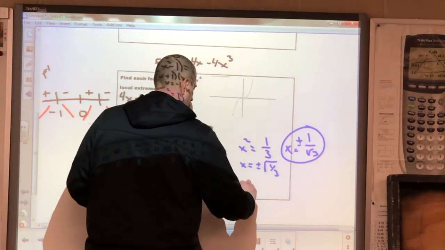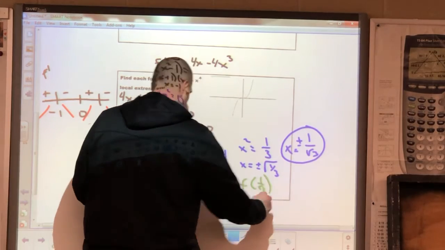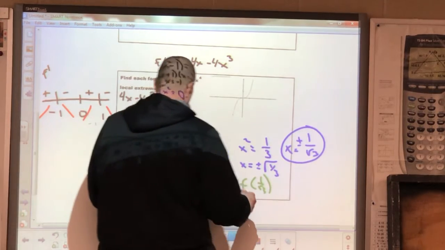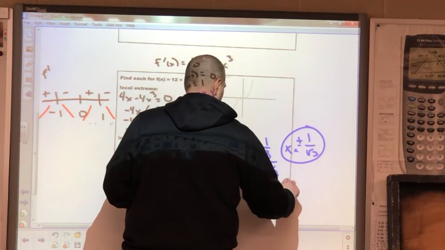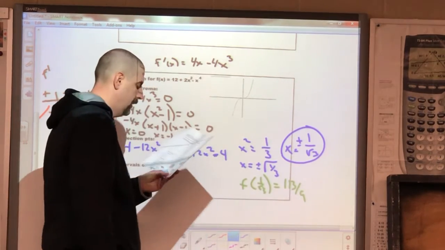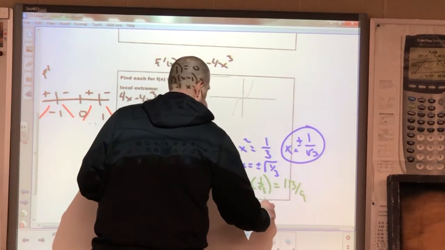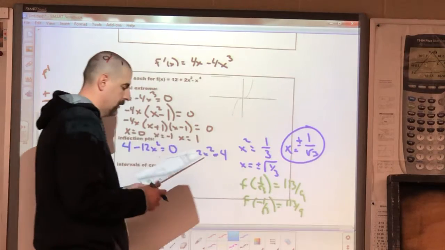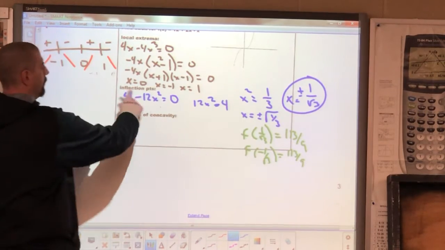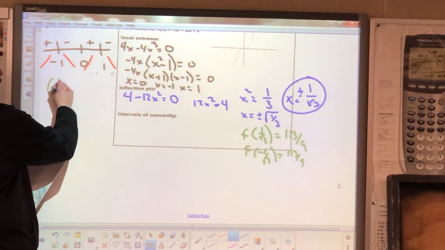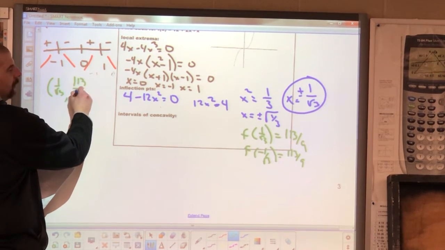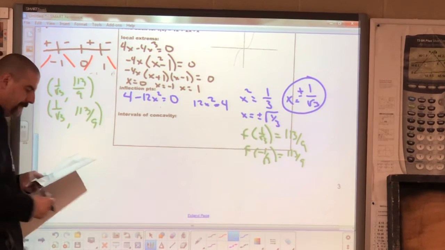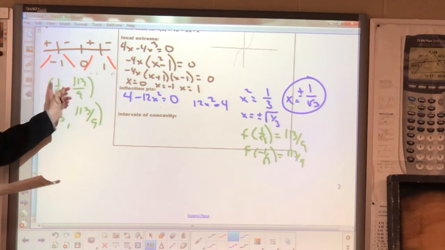All right, so you get f of positive 1 over square root of 3. And again, these do get ugly. You might need a calculator for that. So you're going to get 113 over 9. And again, you're going to plug in f of negative 1 over square root of 3, and you're going to get 113 over 9. So, your inflection points are 1 over square root of 3, 113 over 9, and negative 1 over square root of 3, 113 over 9. Those are your inflection points, x and a y coordinate.